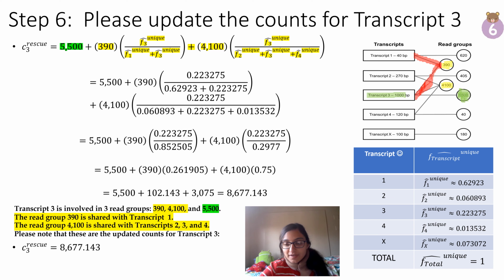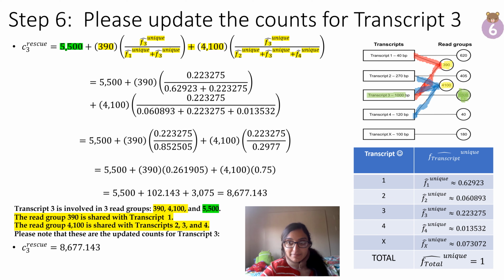And then we're also finding that for transcript 2, it's also sharing 4,100 with these other transcripts, 2 and 4 this time around. So that's what we're finding. Well, it's got 5,500 to itself, so that's this count here. And now we just have to figure out how we divide 390 and 4,100 among it.